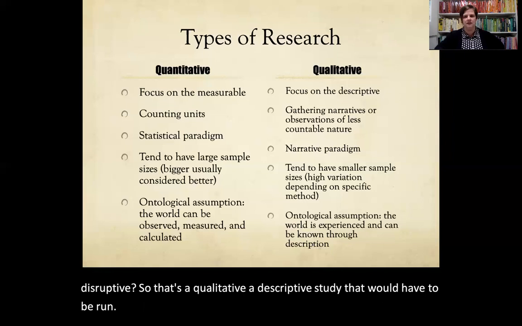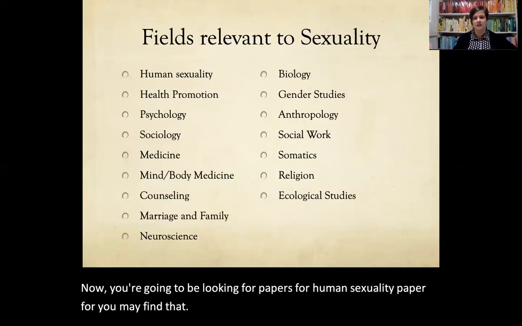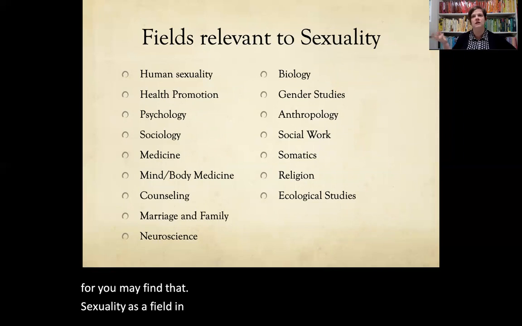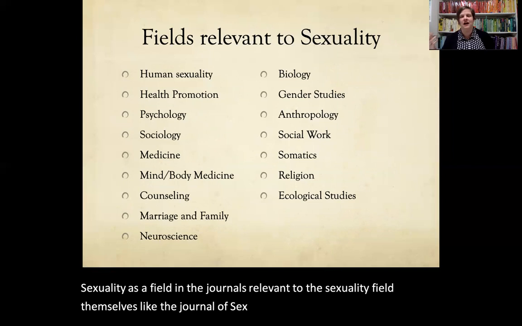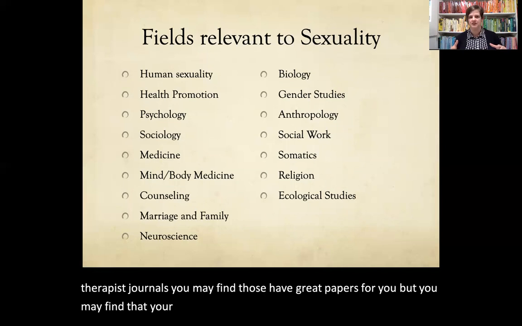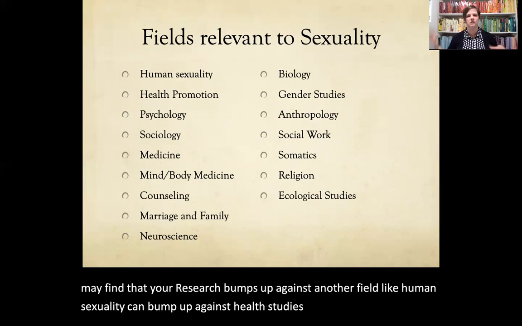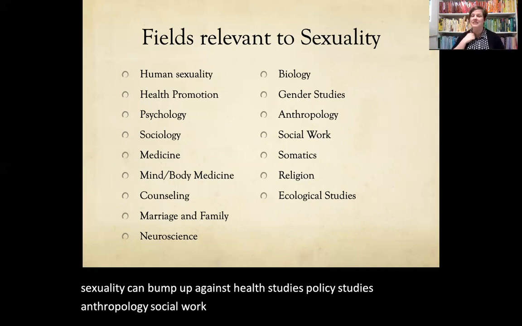Now, you're going to be looking for papers for a human sexuality paper. You may find that sexuality as a field and the journals relevant to the sexuality field themselves, like the Journal of Sex Research or the Marriage and Family Therapist journals, have great papers for you. But you may find that your research bumps up against another field, like human sexuality can bump up against health studies, policy studies, anthropology, social work, sociology, medicine, religion, ecological studies, counseling, neuroscience.